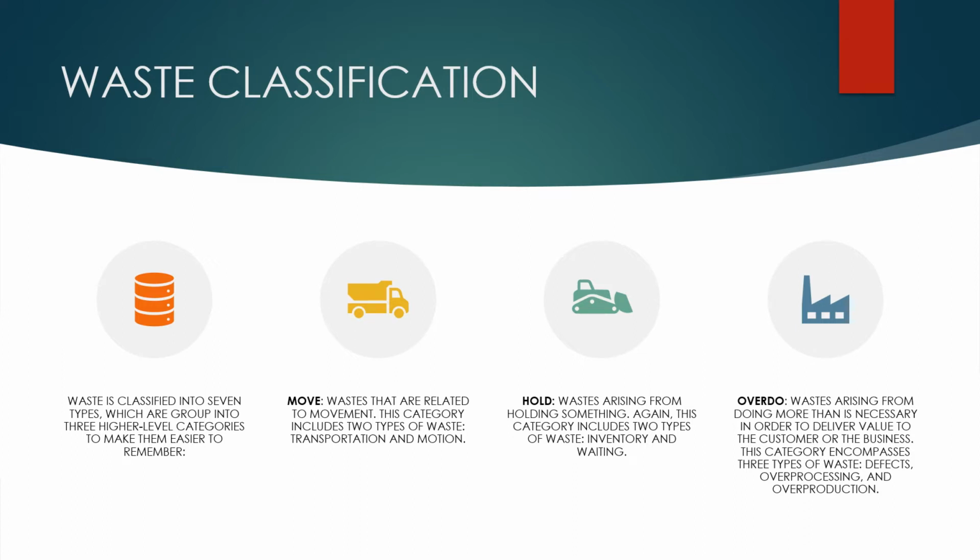Overdue, this is the third category of waste. This is related to overdoing of products, overdoing of production of multiple products. So the first overdue waste is called defect waste. The defect waste refers to all work performed in order to correct, repair, or compensate for a defect in a process.